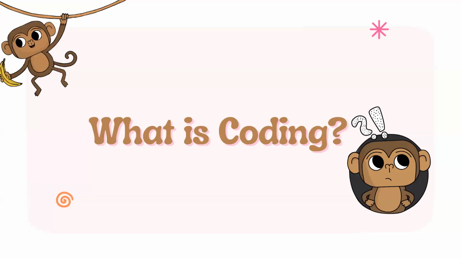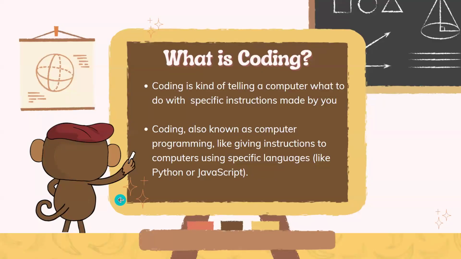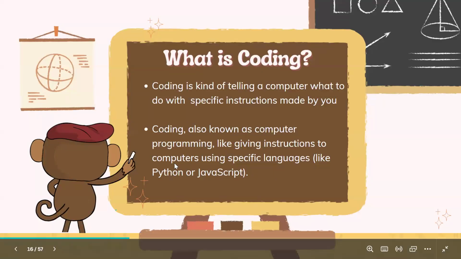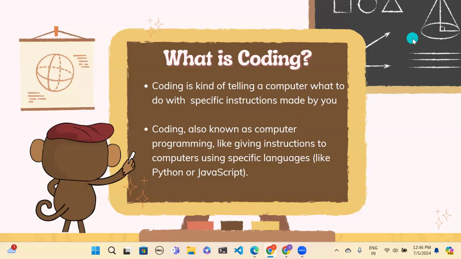Now we are at the topic, what is coding. Coding is kind of telling a computer what to do with the specific instructions made by you. Giving a set of instructions means giving a set of specific steps. To make the computer work and complete your work, you should provide the proper specific steps to complete your work.